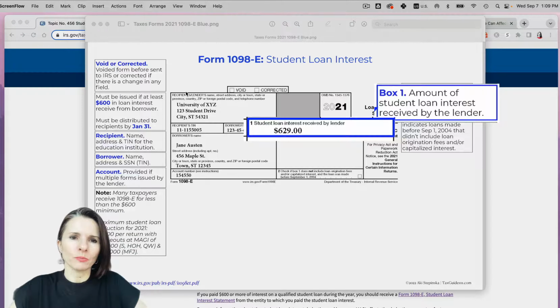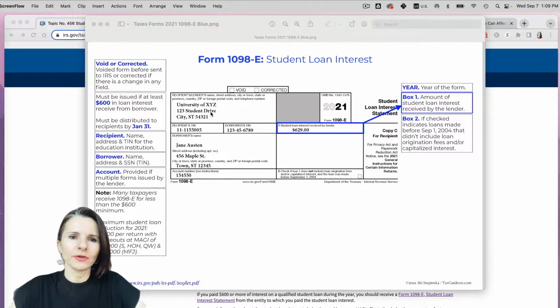The lender is reported right here in this box, so it'll be the name of the lender and then the tax identification number, which is kind of like a tax ID for the lender. And then it's your information, whoever was the borrower, listed here, and then an account number, because maybe you have a couple of student loans from the same lender, so that's why the account number will be listed there.